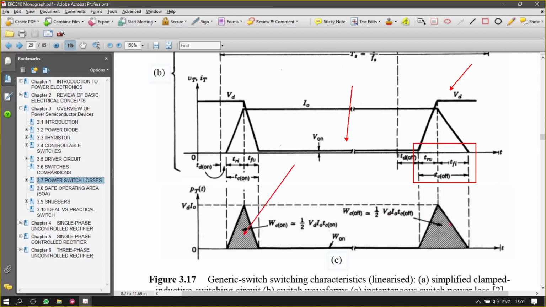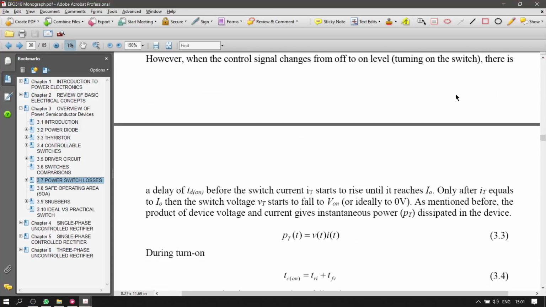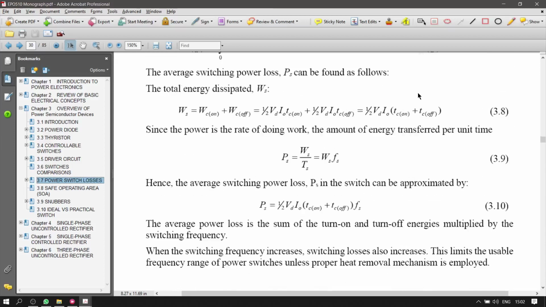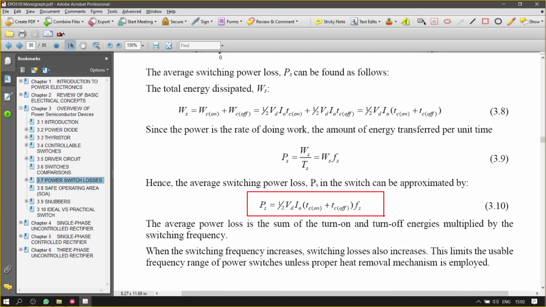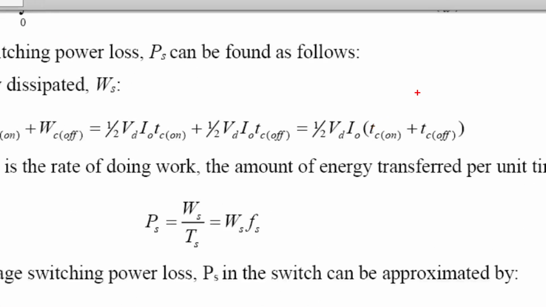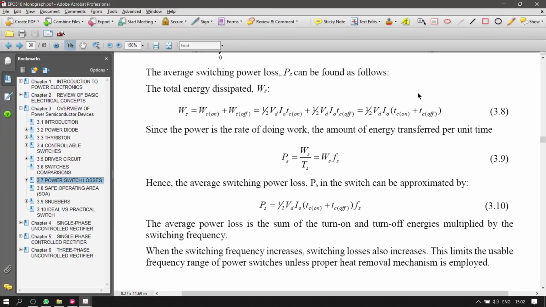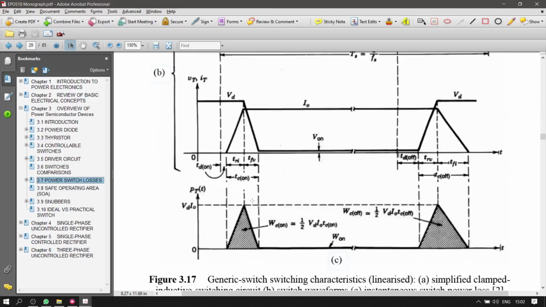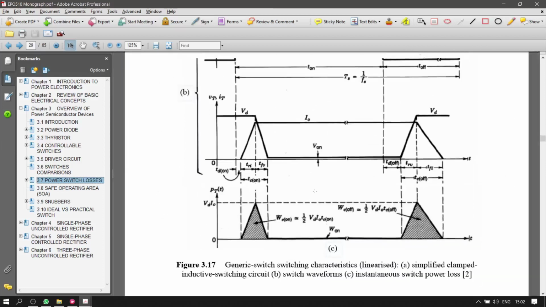I mean the instantaneous power here, and then you must integrate the voltage and current to get the average power, and then finally you have this equation to calculate your total switching losses. Okay, so focus on that. Look back at some examples on it, and try to understand the generic switching characteristic here.